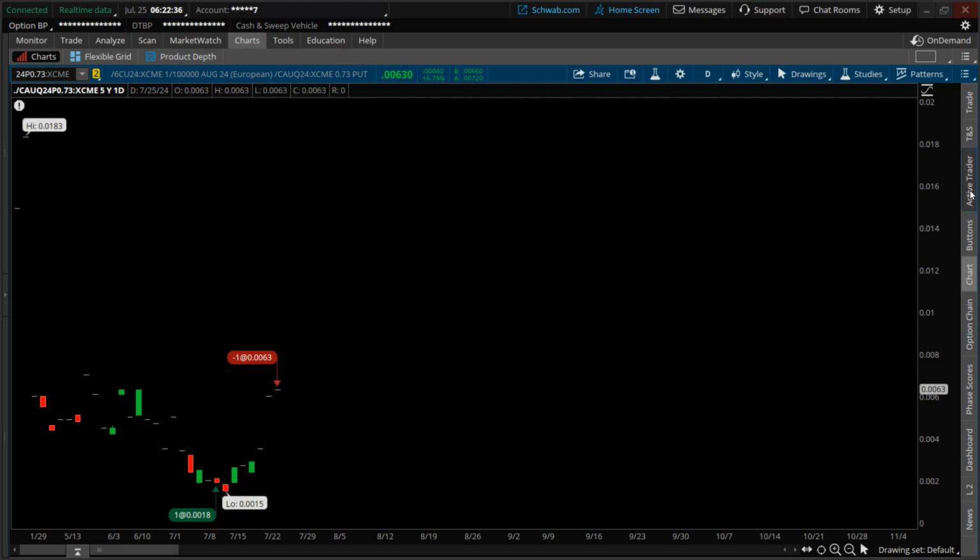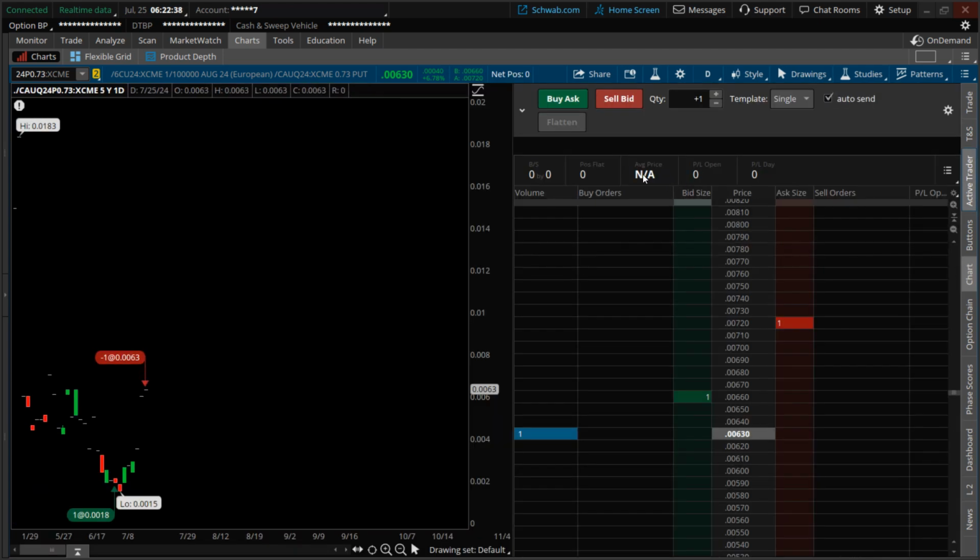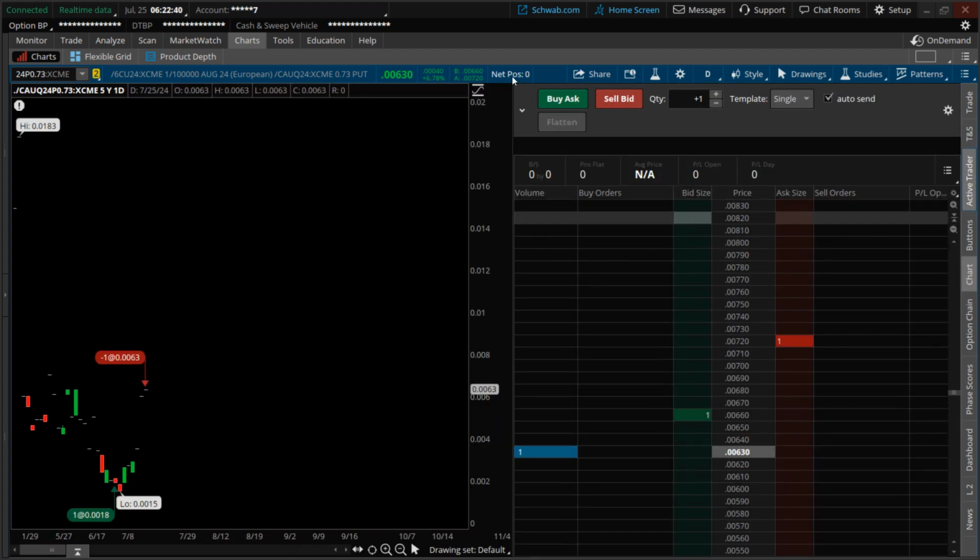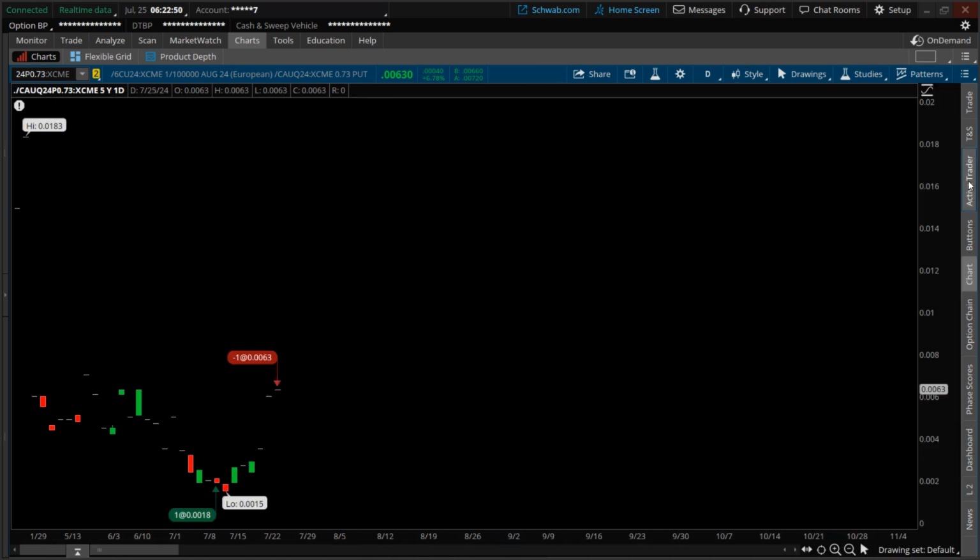If I open up Active Trader, the position is flat. Net position is 0 right here in the top center. It says net position is 0. There's nothing here, so I was closed out. So this was another good trade. I was able to identify that resistance level.